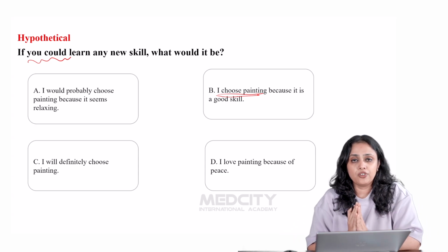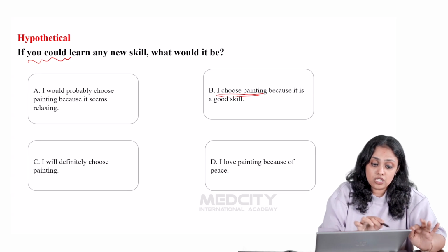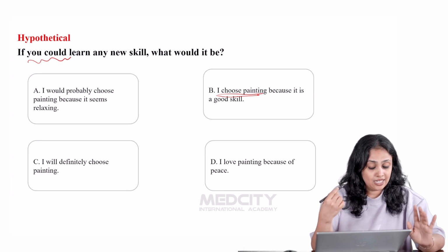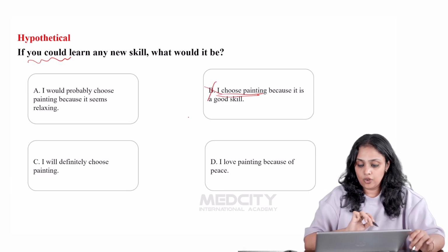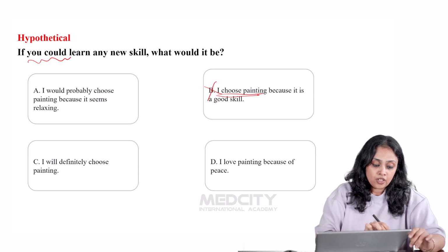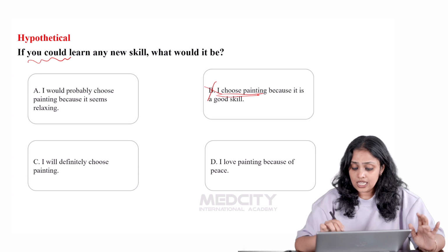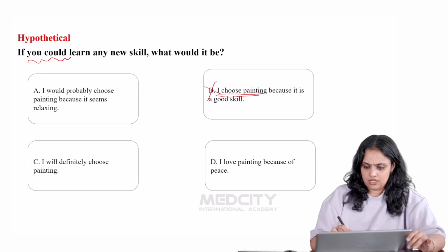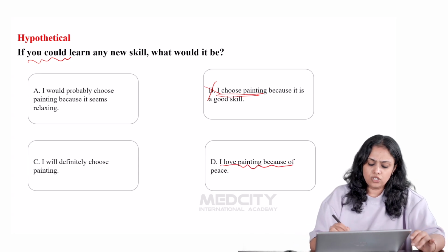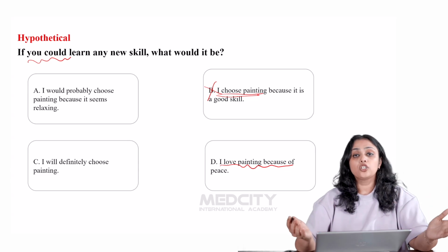The option is there right in front of you. But here the question is, if you could learn. It's an imaginary one. So this cannot be a right choice. Option C, I'll definitely choose painting. Okay. Option D, I love painting because. I love painting because you directly started talking about painting.